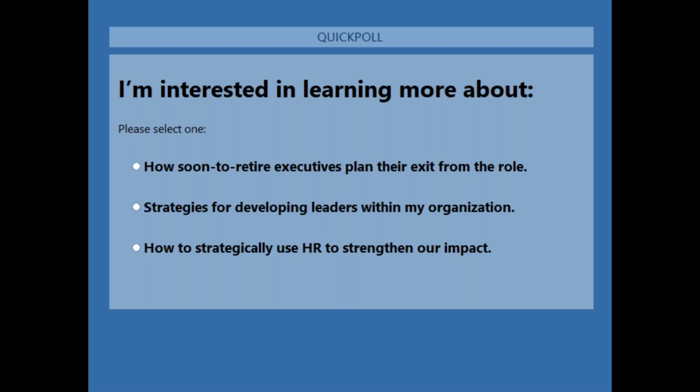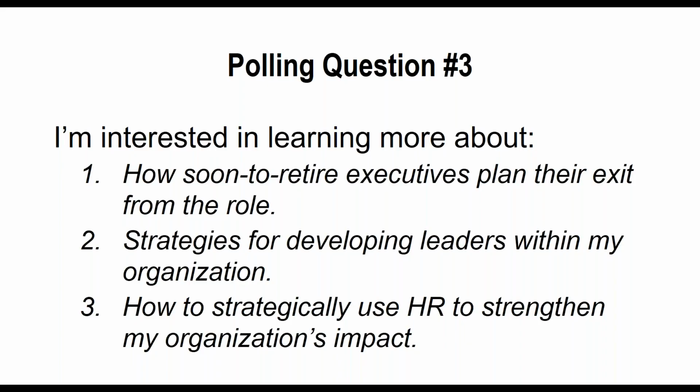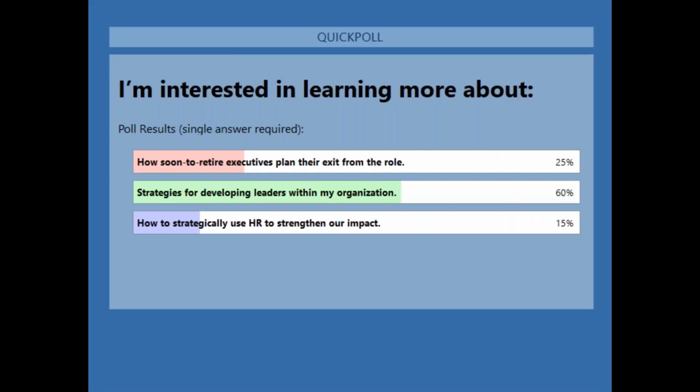We're getting a lot of activity on this last question, Don. That's very cool. So it appears as though the majority of the respondents have picked item number 2, strategies for developing leaders within my organization. But there's also a strong showing there about how soon to retire executives plan their exit. So that's gratifying. That 25% number gratifies me because it's probably pretty close to the need out there, when you think about how many positions are going to turn over.